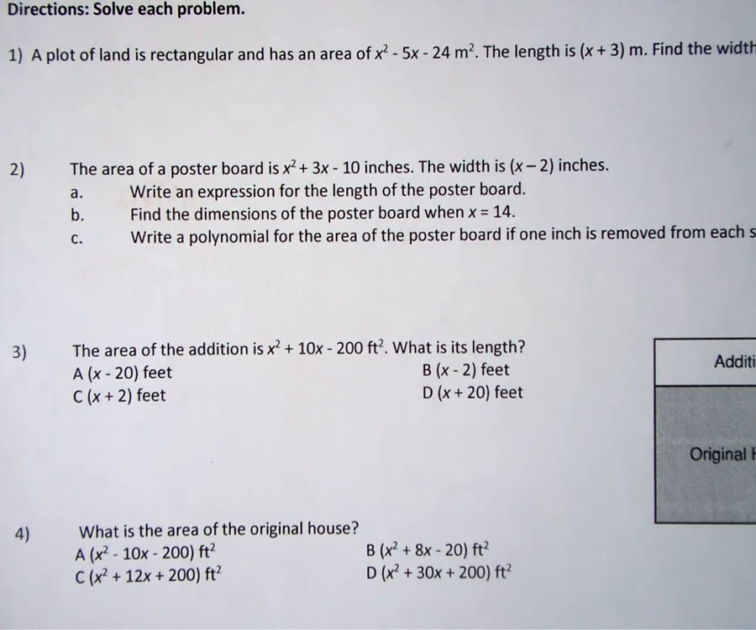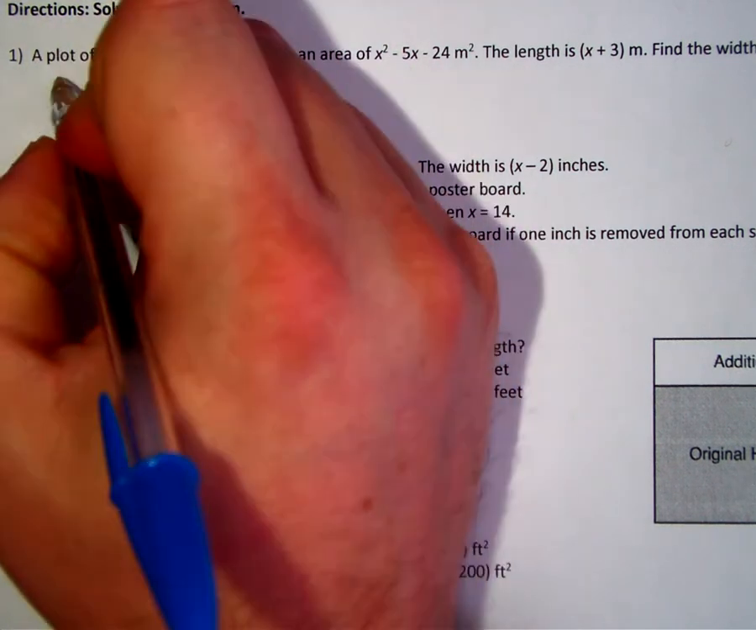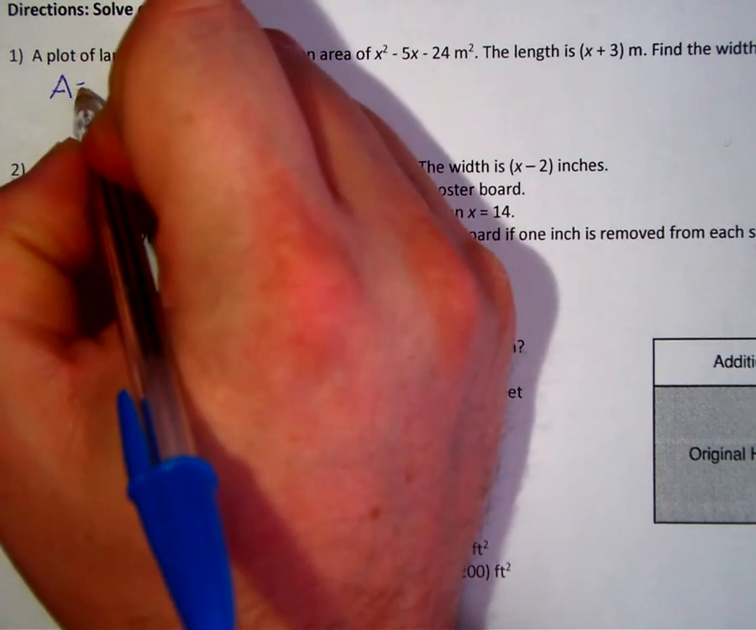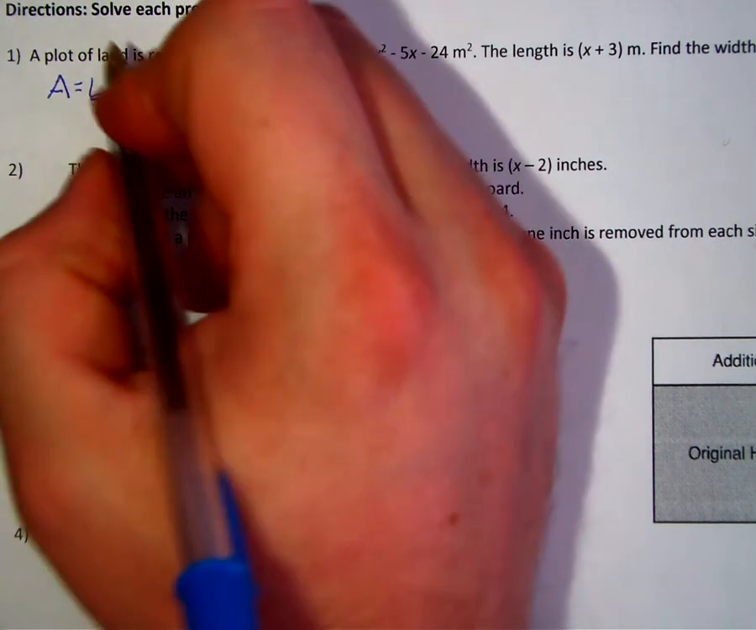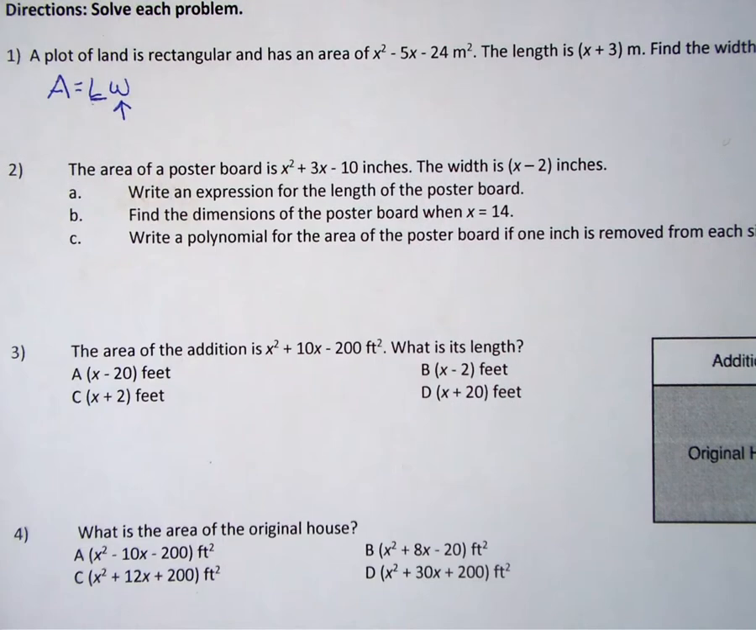A plot of land is rectangular and has an area of x squared minus 5x minus 24 meters squared. The length of this particular plot of land is x plus 3 meters. Find the width. Well, we know that area is equal to length times width. We have been told the value of the length. We're trying to identify the value of the width.